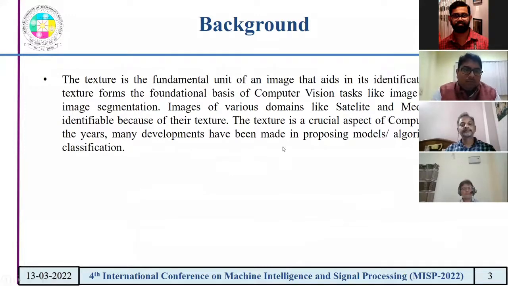So the texture is the fundamental unit of an image. It aids in its identification. Analysis of texture forms the fundamental basis of computer vision tasks like image recognition and image segmentation and other various tasks. Images of various domains like satellite and medical have been identified because of their texture. It is a crucial aspect of computer vision. Over the years, many developments have been made in proposing model algorithm for texture classification.